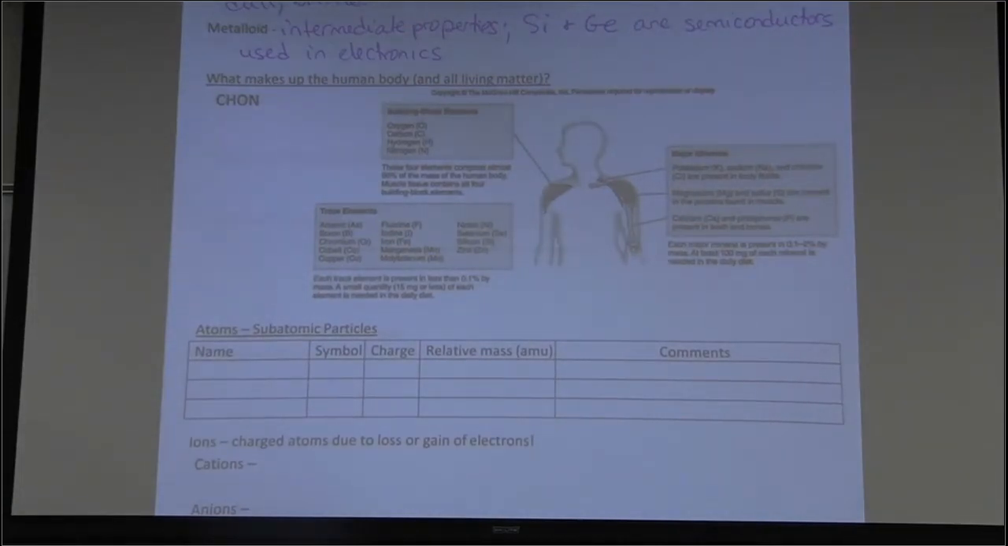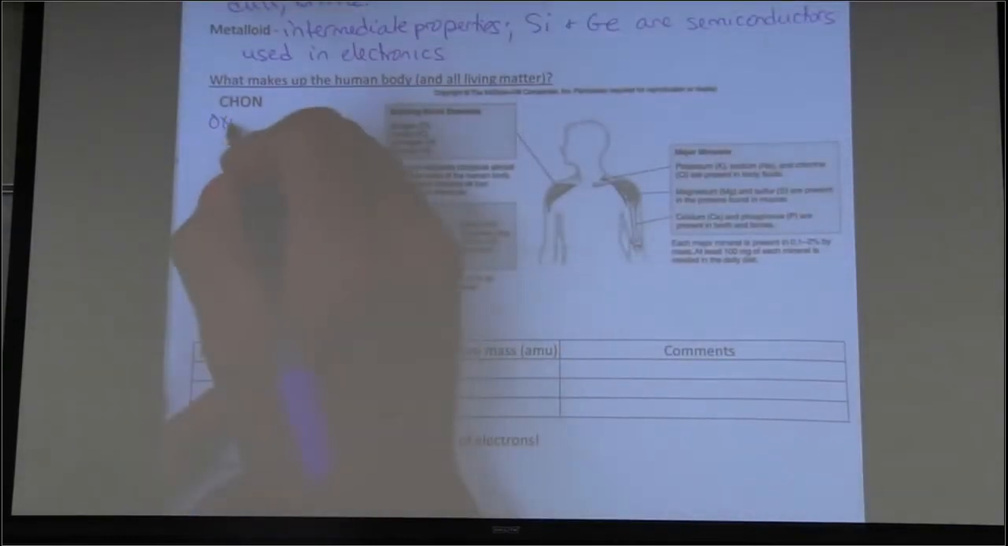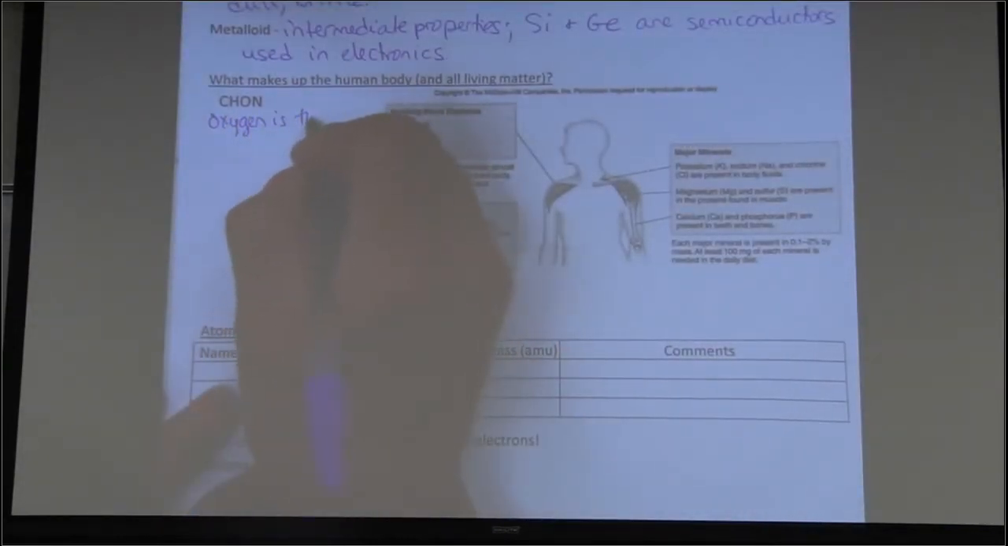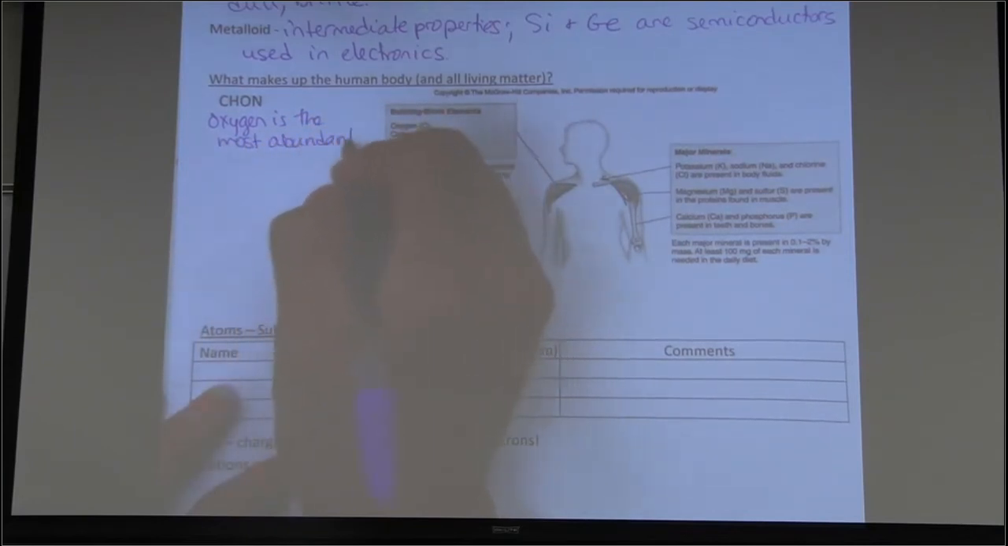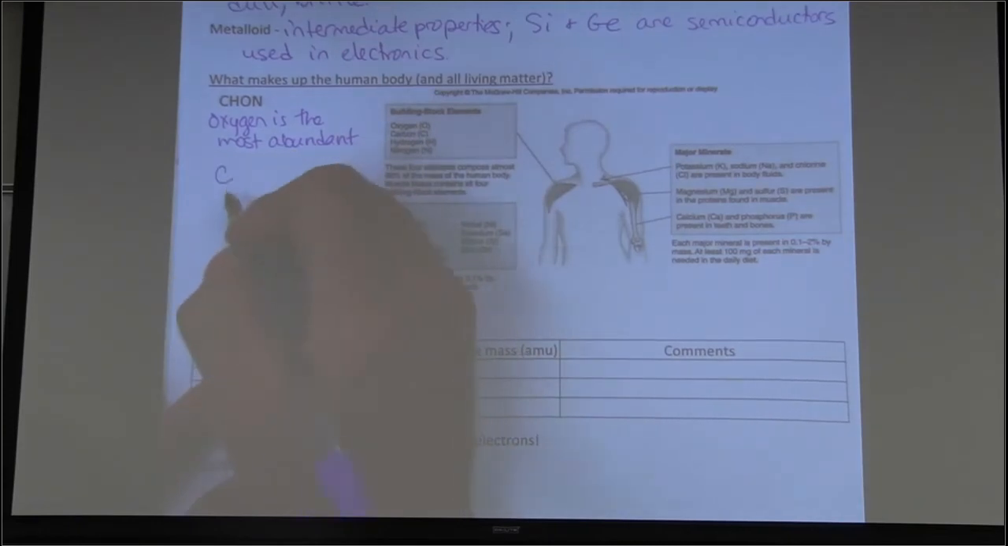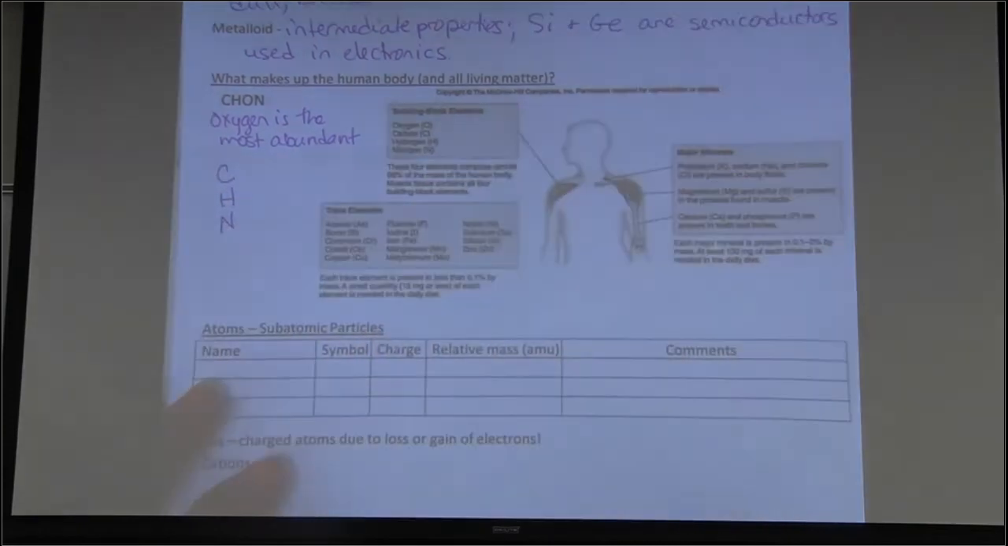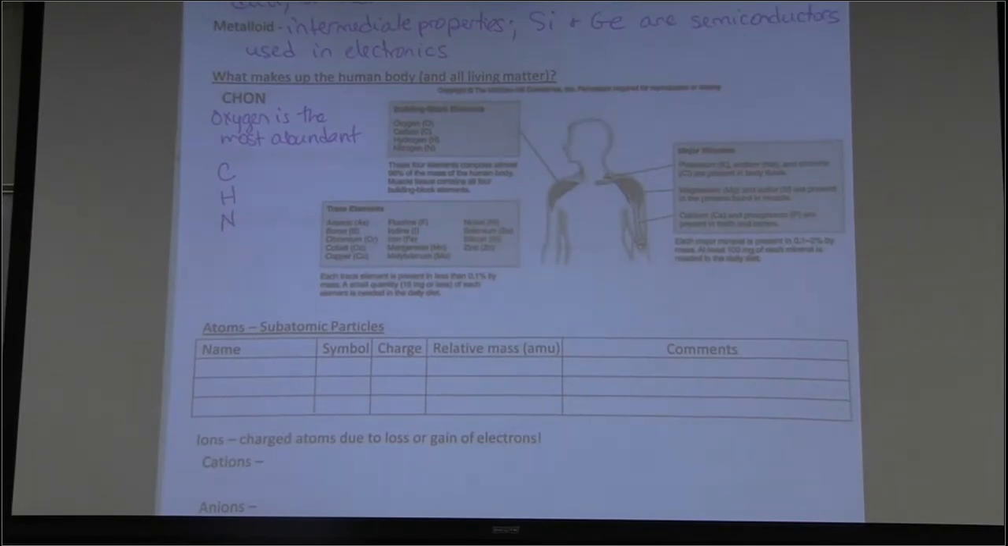Does anybody know? You have 4 choices. Carbon is not. Nitrogen is not. Oxygen is. Oxygen is the most abundant. And then it is in order of carbon, hydrogen, and nitrogen. So it is in the order of CHON except for oxygen is the most abundant.